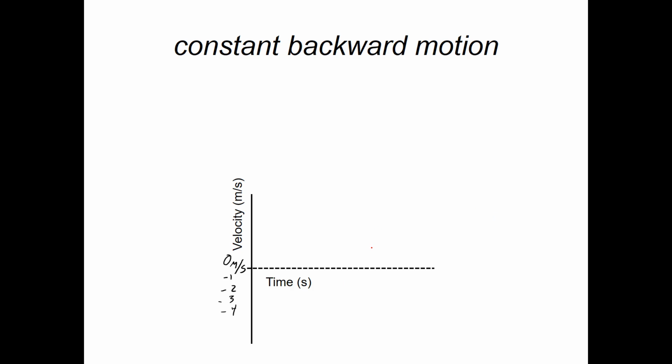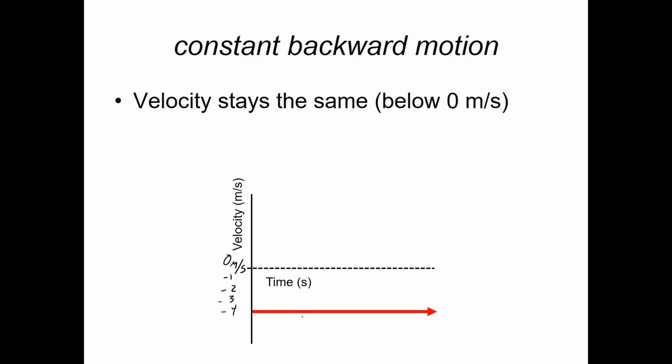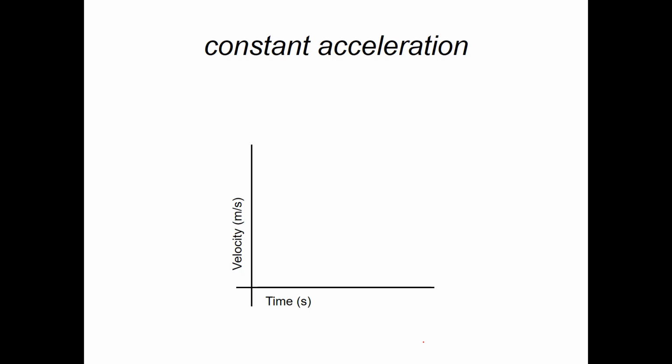Constant backward motion, you're going to do kind of the same thing, but you're going to be below that line. So anything down here, once again, it has to be a flat, straight line. Here in this line right here, you're going -4 meters per second, and you continue to go -4 meters per second at the end. So you were going back 4 meters every second.